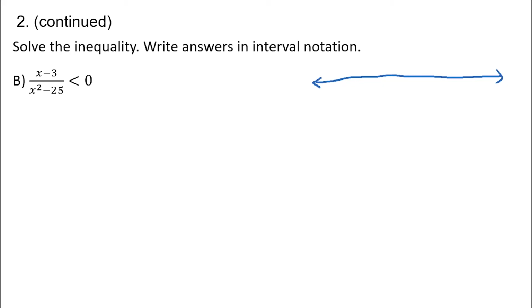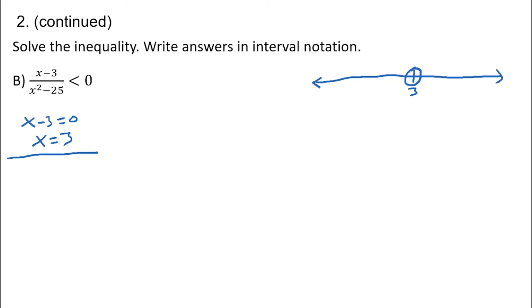Starting with the numerator, I'll set that equal to 0. This gives me a critical point at x equals positive 3. Keep in mind that this is a less than sign, strictly less than. So although if I plug in a value of 3, the left side will go to 0, I want the left side to be strictly less than 0, so I have to exclude 3. So I have an open circle.